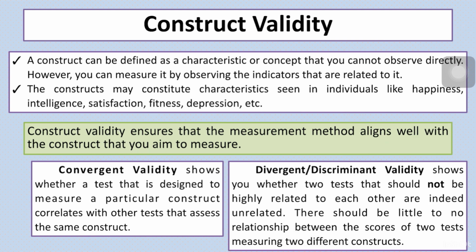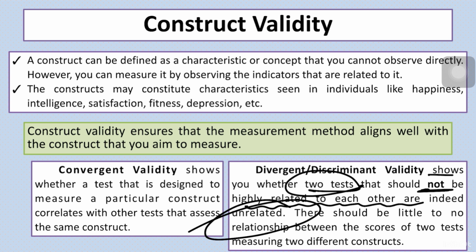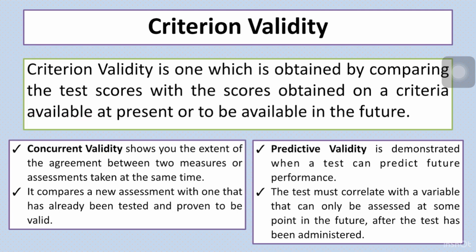Okay. Now, let's understand this theoretically. Discriminant or divergent validity shows whether two tests that should not be highly related to each other are indeed unrelated. So, that means there is low correlation or no correlation between two tests. Clear? So the next type of validity is the criterion validity.